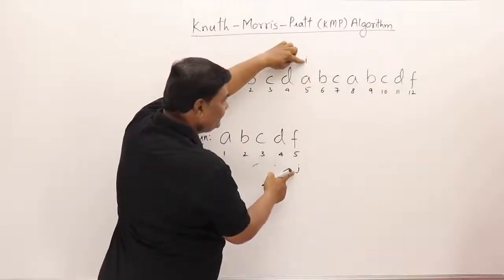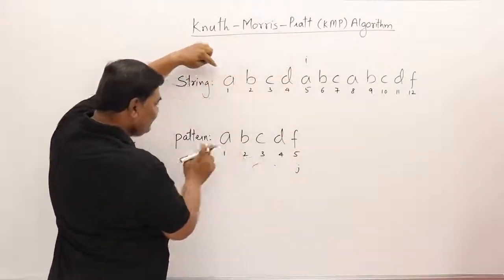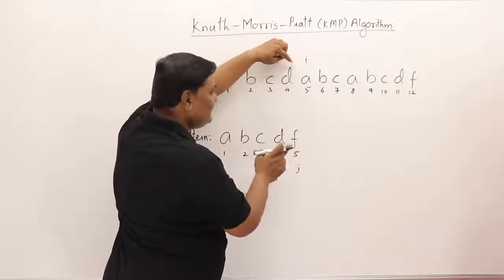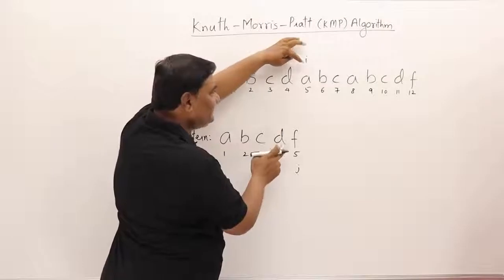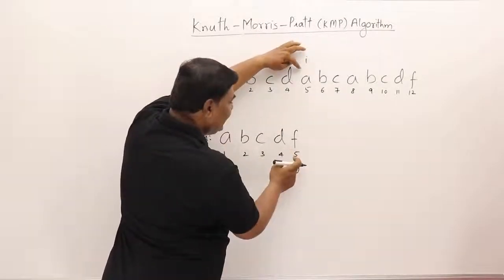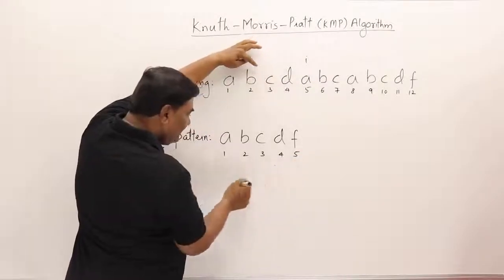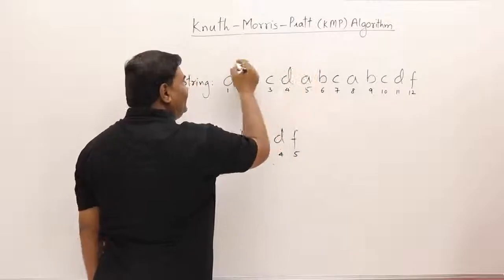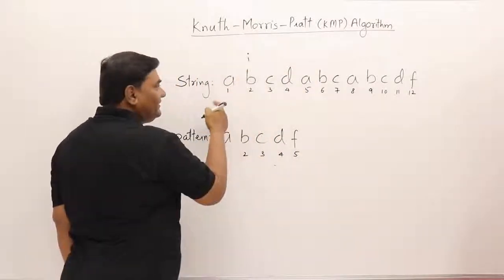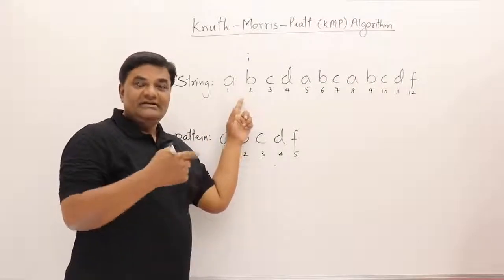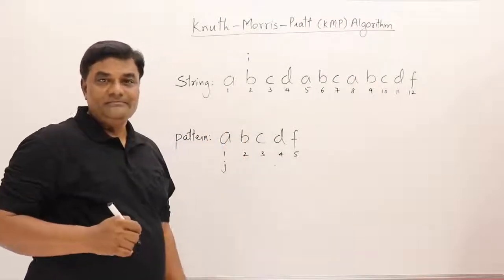There is a mismatch. See, we started this pattern comparing from this position onwards. As I just now said that in the previous example I have shown you that if there is a mismatch, this pattern will move by one step. So there is a mismatch. So again J will come in the beginning, but what about I? I will start from this place now. Already we have started from the beginning A, now we'll start from B, that is index 2.